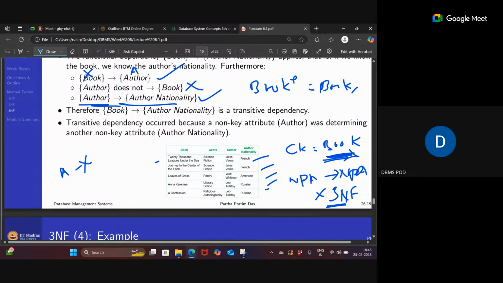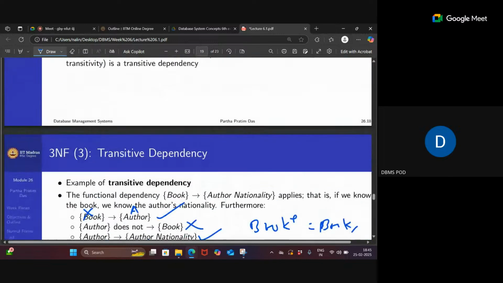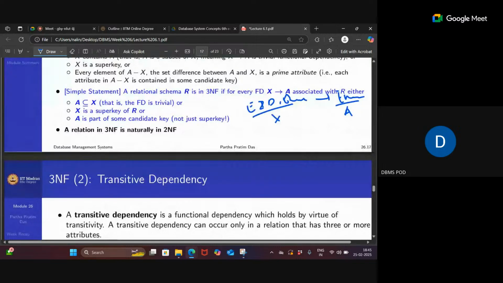No, A minus X we can check. So author nationality minus author is only author. Is author part of the candidate key? No, author is not part of the key. So this is not in 3NF.